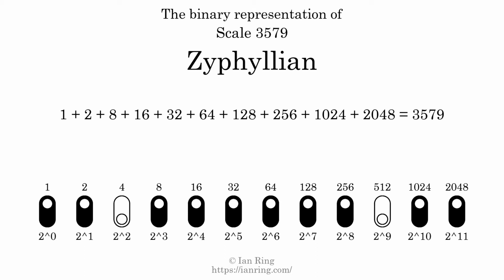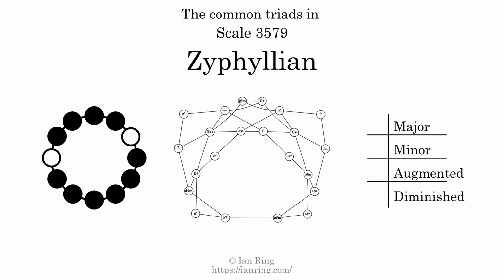3579. The scale number not only enumerates the scale with a unique index, but it also literally describes the tonal content of the scale. Represented as a binary number in base 2, the scale number is 110111111011. Here are the common triads present in this scale.